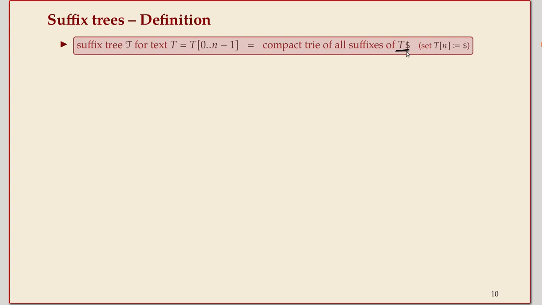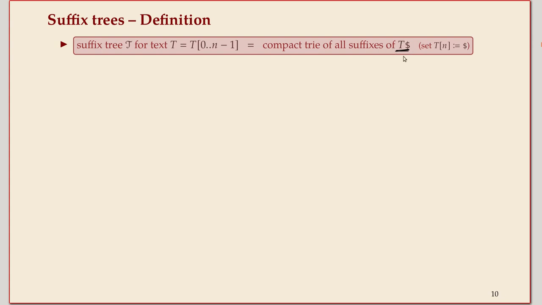So for every starting position, we take from this position onwards the rest of the text, including this end of word marker. Because we have this end of word marker that doesn't occur anywhere else, no suffix can be the prefix of another one, because that would align the end of word marker somewhere in the middle with the text, and it doesn't occur there. Okay? And it's the compact version of the trie, because otherwise we'll be out of luck.